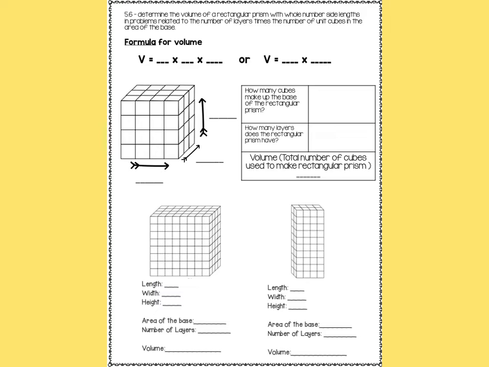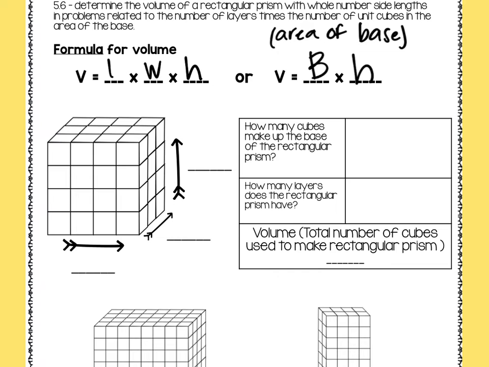And in order to do this, we have to have our star chart because our star chart will tell us the formula for volume. So if you look on the back side of your star chart, it's going to tell you that volume equals length times width times height, or base times height. And base times height means the area of the base times the height.